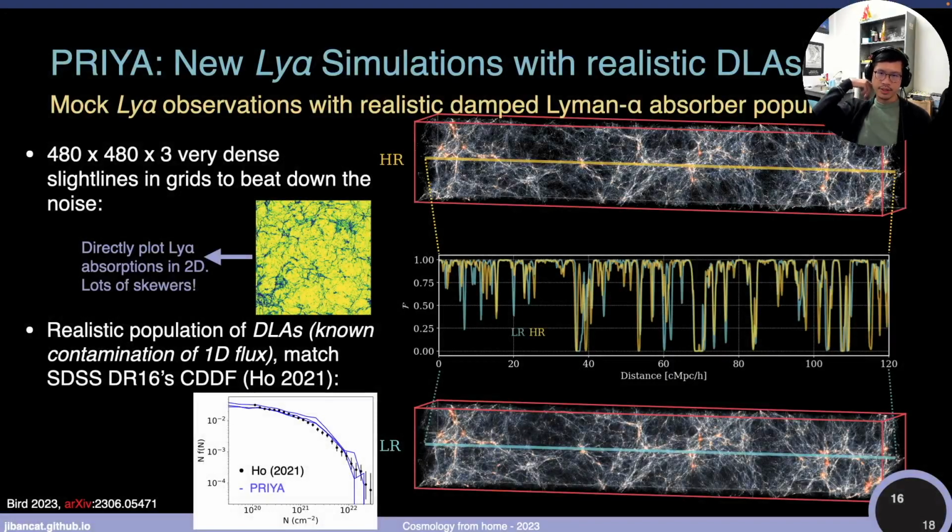So in our PRIYA simulation, we have a realistic population of DLAs, damped Lyman-alpha absorbers. It's important to have them because they are known to be a contamination of the 1D flux. Here we plot all of the DLAs in our simulation. Those are high column density systems. And we compare with the Ho 2021 column density distribution function from SDSS DR16.